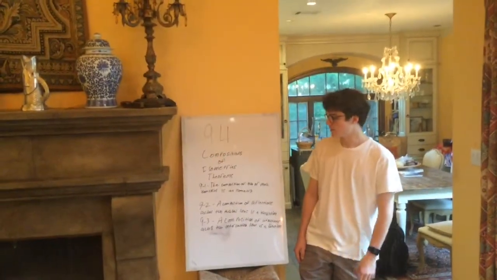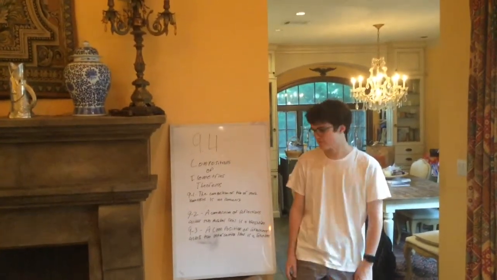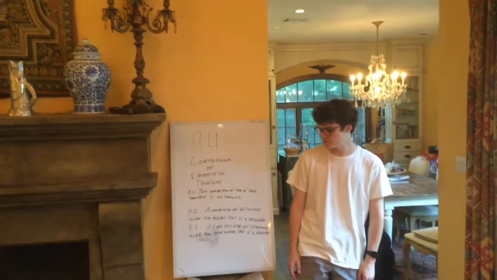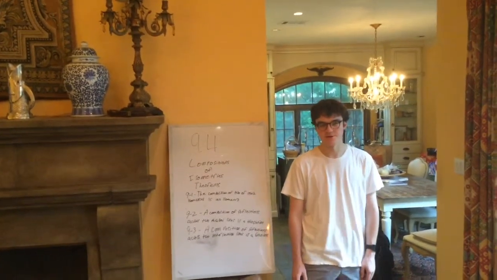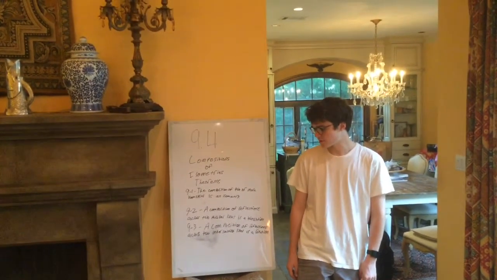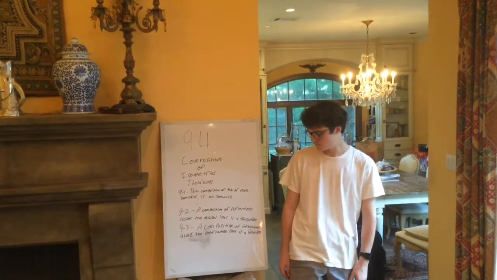Four theorems. Theorem 9.1. The composition of two or more isometries is an isometry. 9.2. A composition of reflections across two parallel lines is a transformation. 9.3. A composition of reflections across two or more intersecting lines is a rotation.